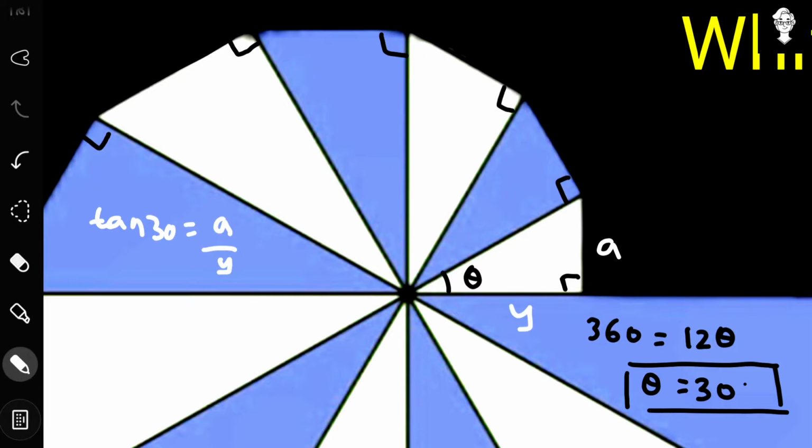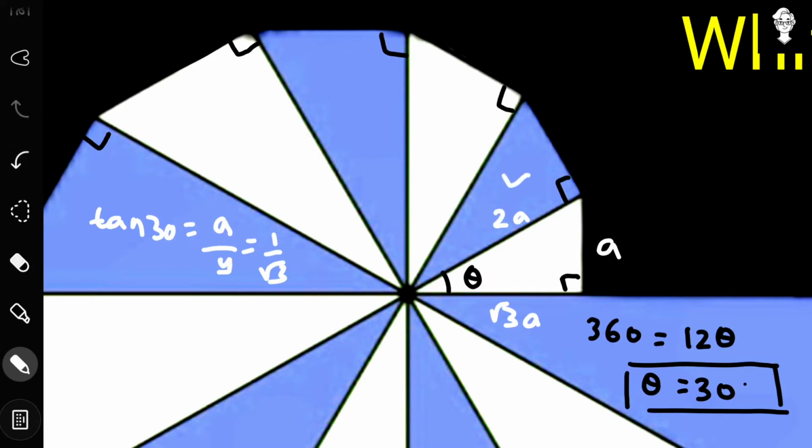Now tan 30 has a value equal to 1 upon square root of 3. So from here we can easily get the value of y in terms of a, that is going to be equal to root 3 a. So we'll replace y with root 3 times a. Okay. Now we have a right angle triangle. The height is a, the base is root 3 times a. Now by simple Pythagoras theorem, we get that the hypotenuse is going to be equal to 2 times a.